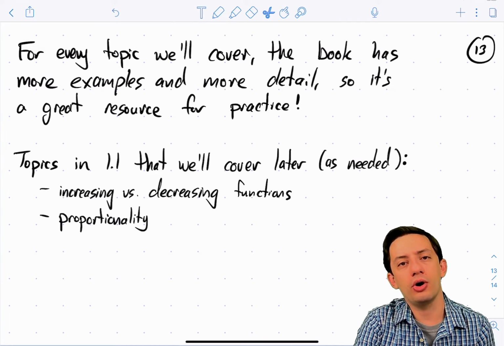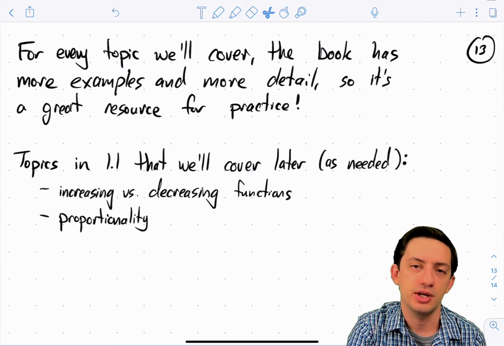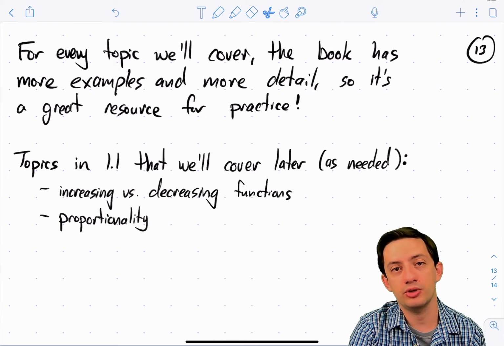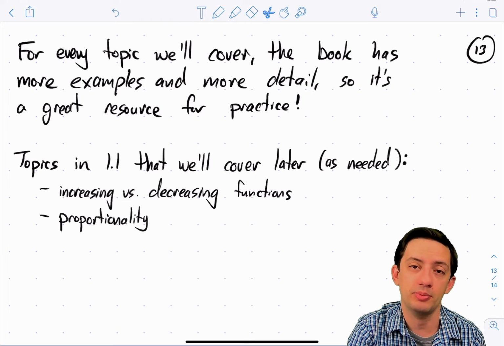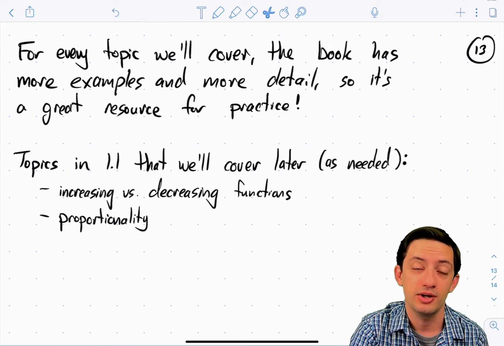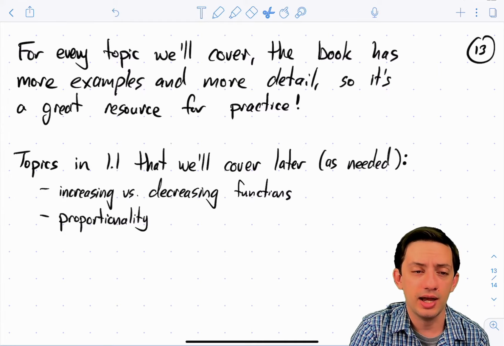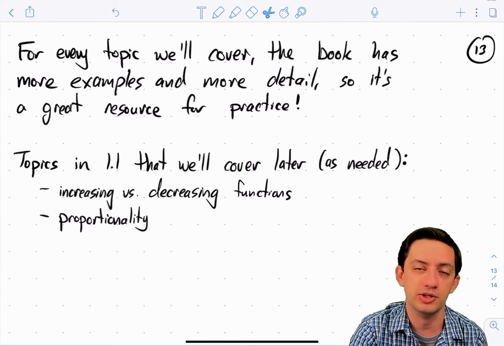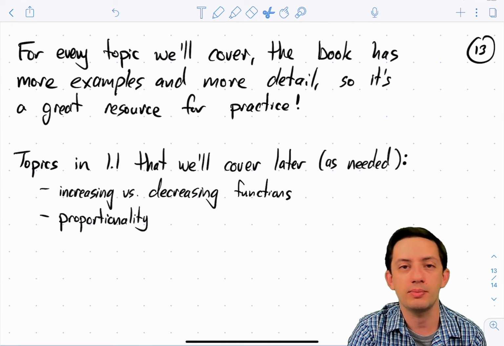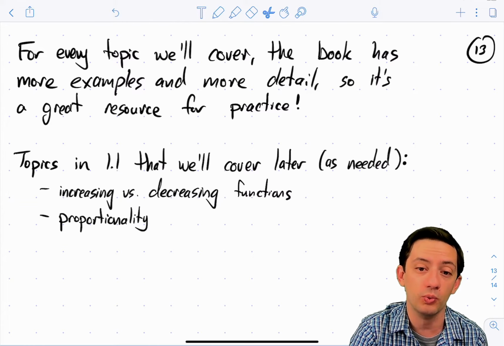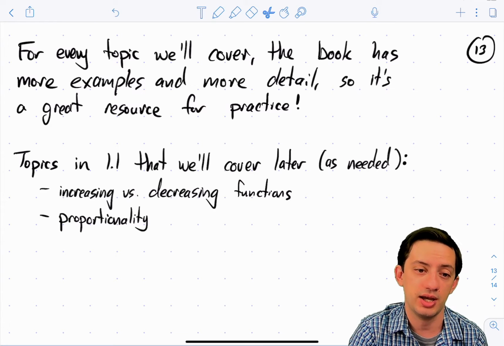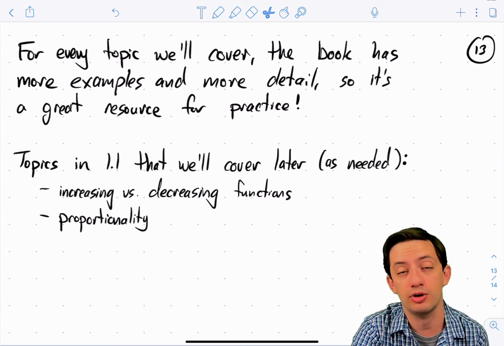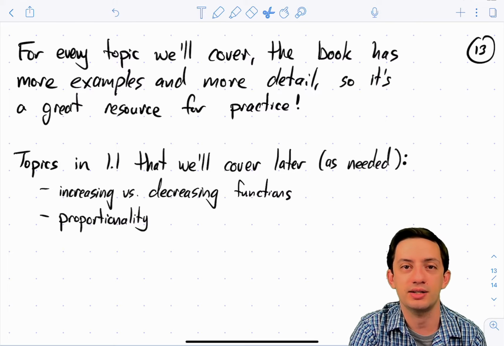Now, for all the topics in the book, all the sections, the book has a lot more examples than we have time to go over in these videos. Some of the examples that I'll do are ones that I made up, and some will be from the book. But you should always go back and look at the book's examples for more practice. And I will try to point out when there are some topics in a section that we are not covering, either because we're going to skip it entirely or because we'll come back to it later. So for example, in section 1.1, there are little bits about increasing and decreasing functions and proportionality. And you're welcome to read those on your own. We'll come back to them later, but for now I've decided to skip them.